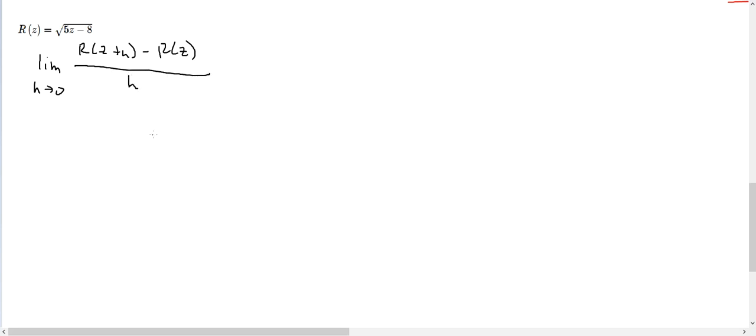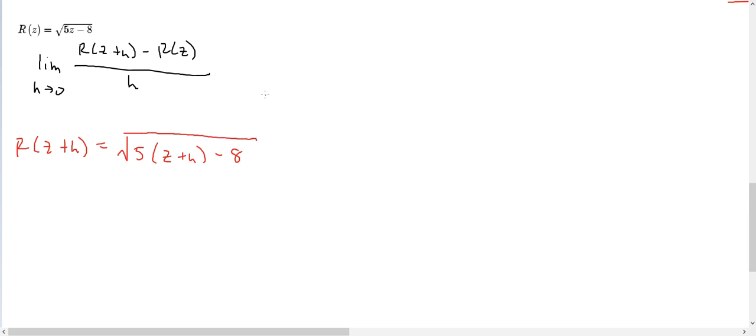Now, we need to find out what our r of (z plus h) is going to be. So our r of (z plus h) is going to just be equal to, wherever we see a z in this function, we're going to plug in a z plus h. So we're going to have the square root of 5 times, there's a z right there, so we're going to plug in a z plus h. So quantity (z plus h), and then we have just a minus 8.